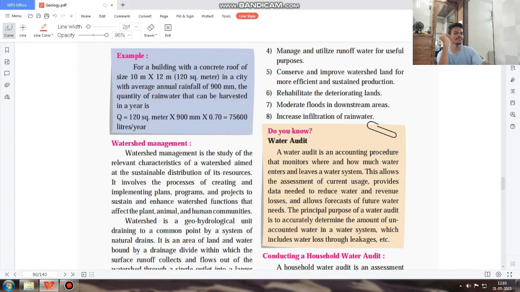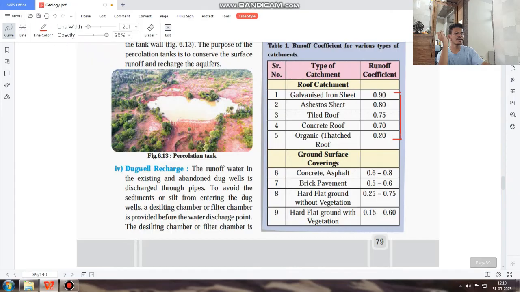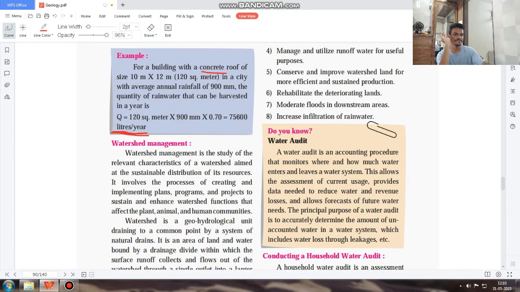Example, they are giving an example. Okay, see, they are giving you area, they are giving you rainwater. On a concrete roof. So concrete roof matlab kidhar? Where is concrete roof? 0.7 you have to remember. 0.7 of concrete roof. So just multiply 120 into 990 into 0.7 will give you 75,600 liters per year. This is the unit to be remembered for all. Liters per year. Okay, this is a practical you have to remember.